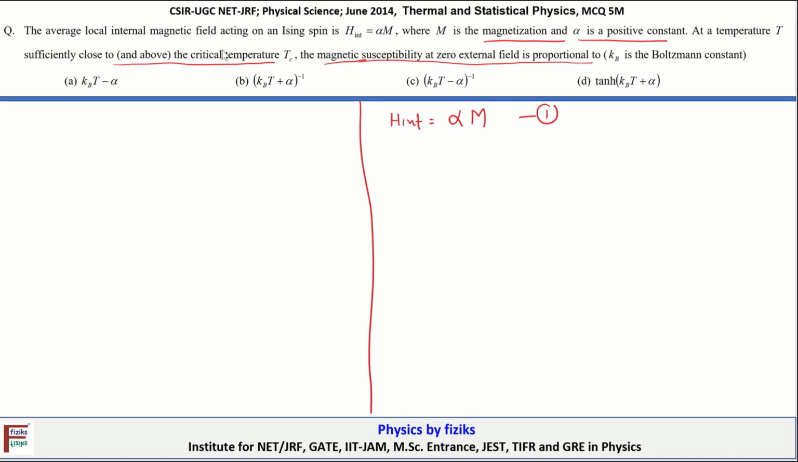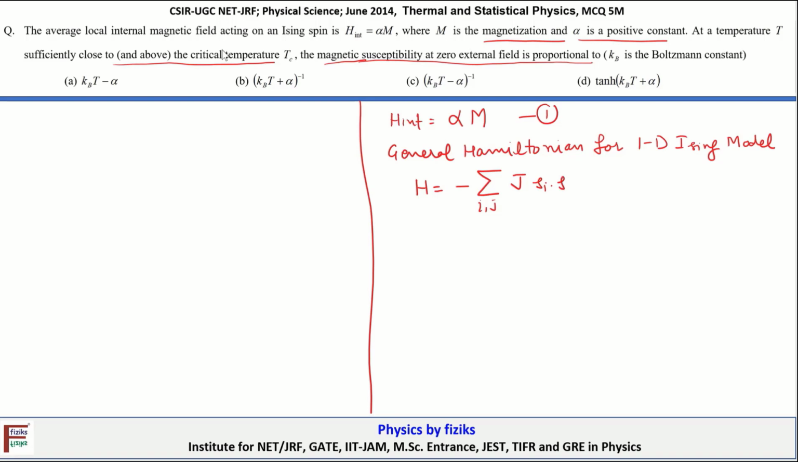Okay, let's try to understand this problem. So here the general Hamiltonian for the 1D Ising model is H is equal to minus summation over i and j, J si dot sj, and then minus B summation over si. Okay, so the Hamiltonian contains two terms. I'm going to explain these two terms in a moment.